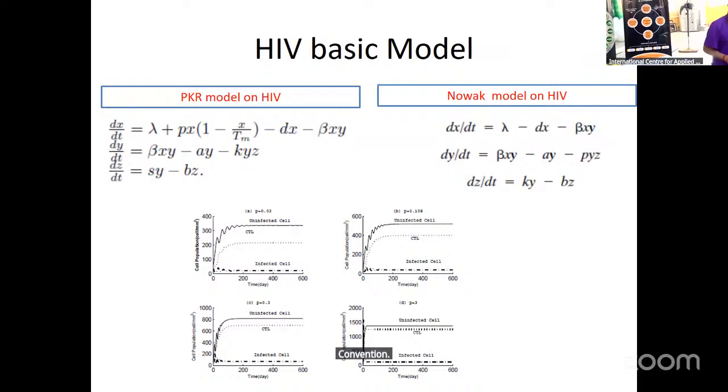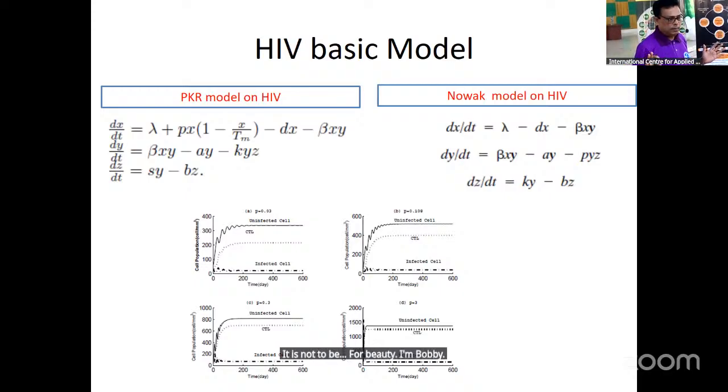Logistic form. What does it mean? We have introduced that. The general sense is that the production of CD4 plus T cells is not to be unbounded.